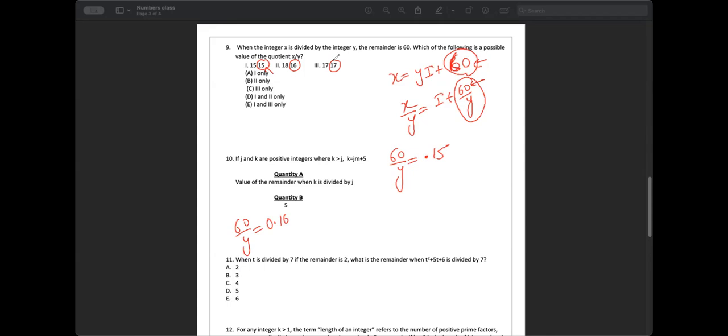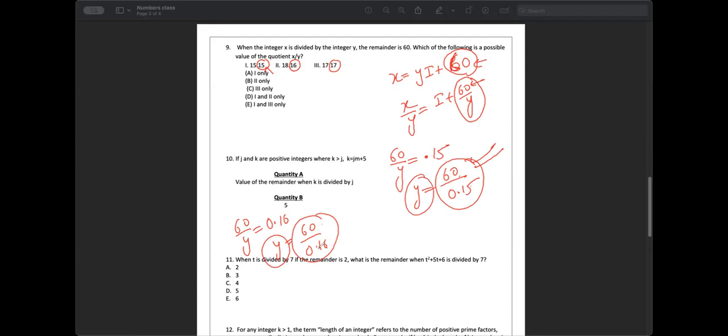Jay, Lakshay, Abhilasha? Yes, sir. Right. Now, y is equal to 60 upon 0.15 or y is equal to 60 upon 0.16. The idea is y is an integer. So 60 upon 0.15, can it be an integer? Yes, it can give me an integer, yes.